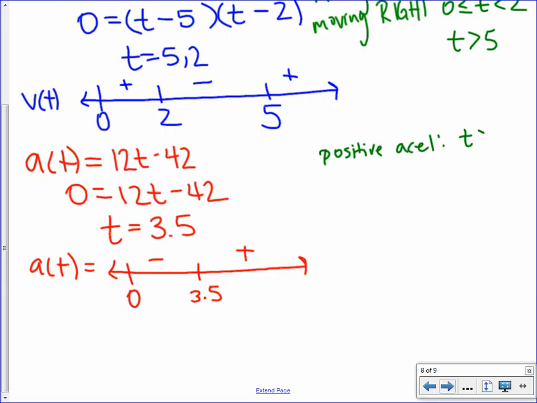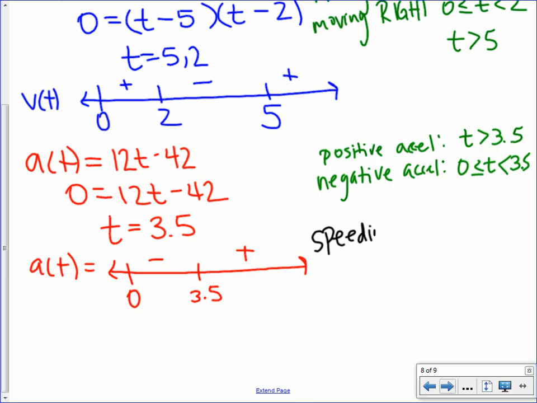You will not be asked to describe acceleration very often. What am I going to ask you to describe more often? Velocity. Speeding up and slowing down. I'm going to ask you to describe velocity, and speeding up and slowing down. So you're not going to actually have to write this very often. What I'm more concerned about is where the particle is speeding up. Okay, so let's look at this.